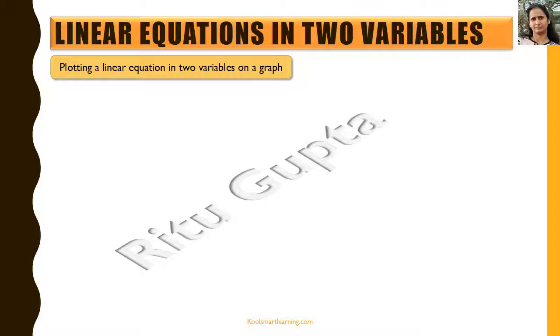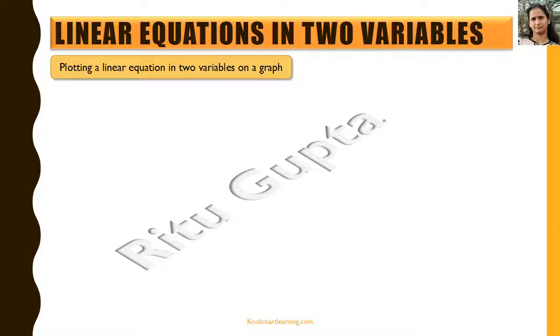We already know that linear equations in one variable have a single solution, which means one particular value of that variable satisfies the equation. So we plot that equation on a number line. We don't do it on a coordinate plane because the solution is just one fixed value of the variable, which can be marked as a point on the number line.